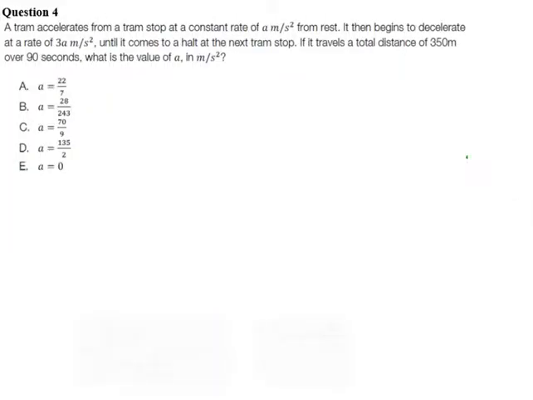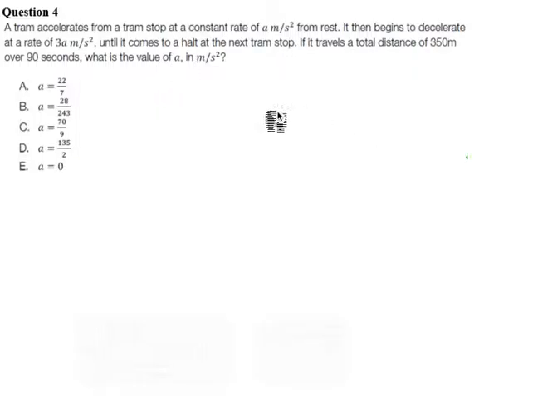Next question. Question 4. A tram accelerates from a tram stop at a constant rate of a meters per second squared from rest. It then begins to decelerate at a rate of 3 lots of a meters per second squared until it comes to a halt at the next tram stop. So that means it's going to stop and have v equals 0 at some point. If it travels a total distance of 350 meters over 90 seconds, what is the value of a for acceleration?